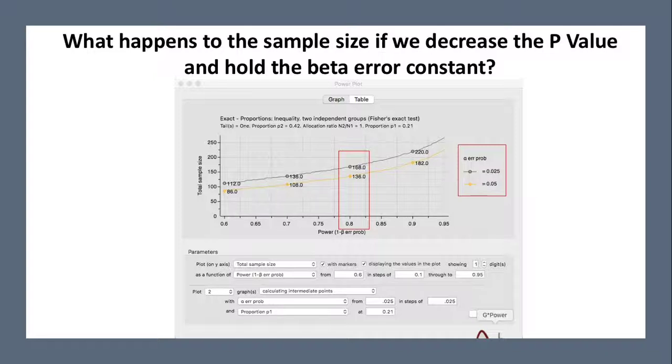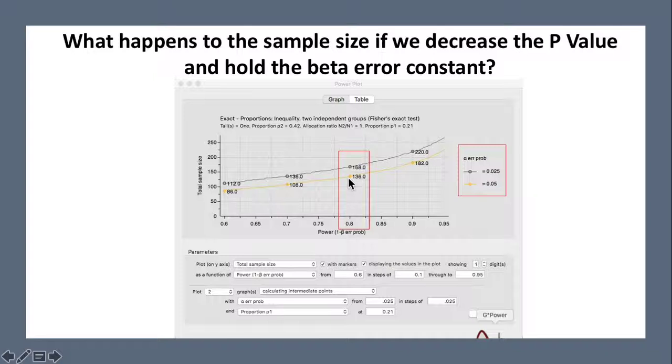What happens to the sample size if we decrease the p-value and hold the beta error constant? So if we take their same data, in this case we're using a Fisher's exact test, looking at nominal level data between two groups and looking at the rate of outcomes. Yellow is a p of 0.05. The gray is a p-value of 0.025, so much more conservative. We're trying to decrease the risk of a type 1 error.